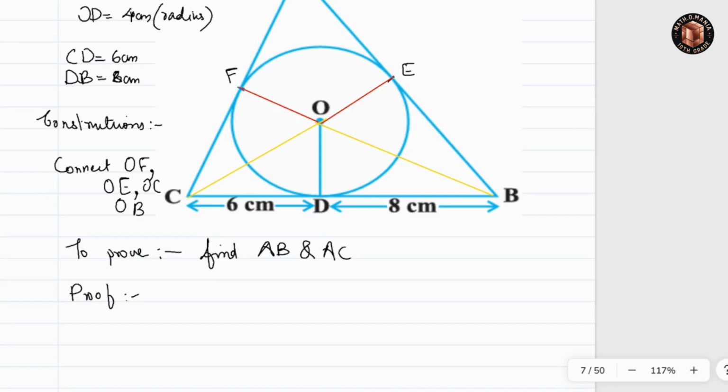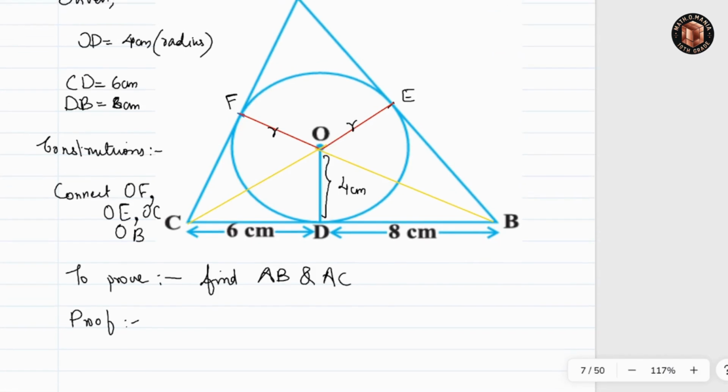Now we have to do the proof. For that, they are telling that OD is equal to 4 centimeter, which is the radius of the circle. Similarly, OF and OE are also the radius of the circle, so OF is equal to OE, which is again equal to 4 centimeter. One more thing, if I'm taking C as an external point, then CF should be equal to CD because of the theorem.